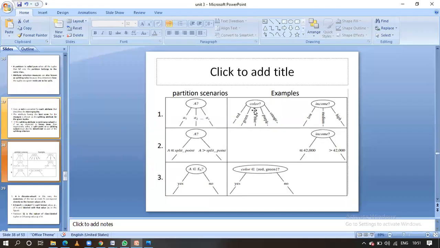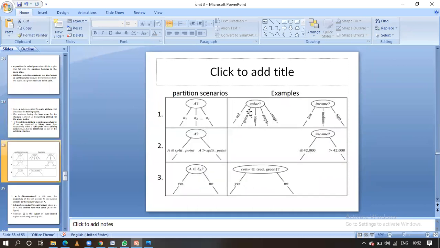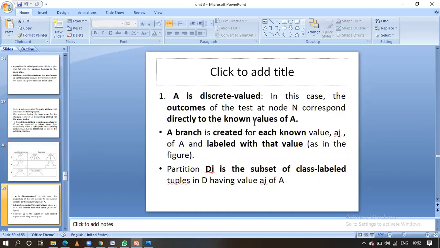Now the explanation related to the split subset. The first one is a discrete valued one. If you observe the colors red, green, blue, purple, all these are discrete values, like low, medium, high, all these are discrete values. For that one, we will have different outputs.